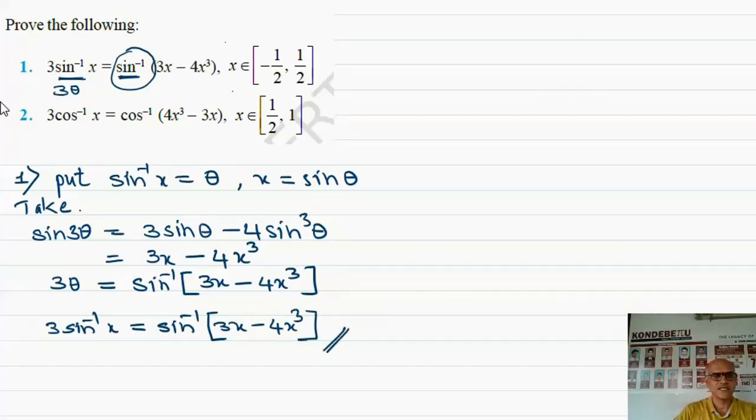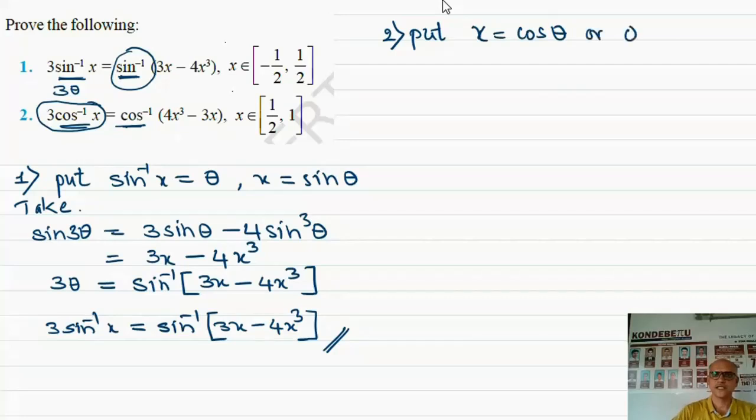Clear? Third one. Similarly, for the second one, here also there is cos inverse, and here also cos inverse. So theta is cos inverse x. Which formula are you required to use? Very good. So put x is equal to cos theta, or you can say theta is equal to cos inverse x.